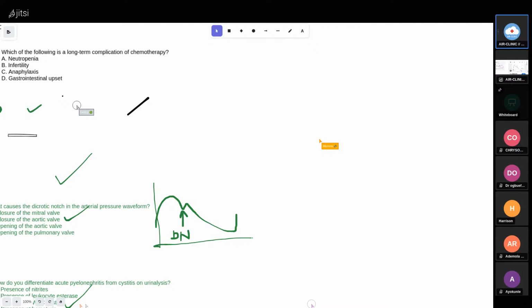This one is called left anterior descending artery. This one is called right posterior descending artery. So that one is behind.